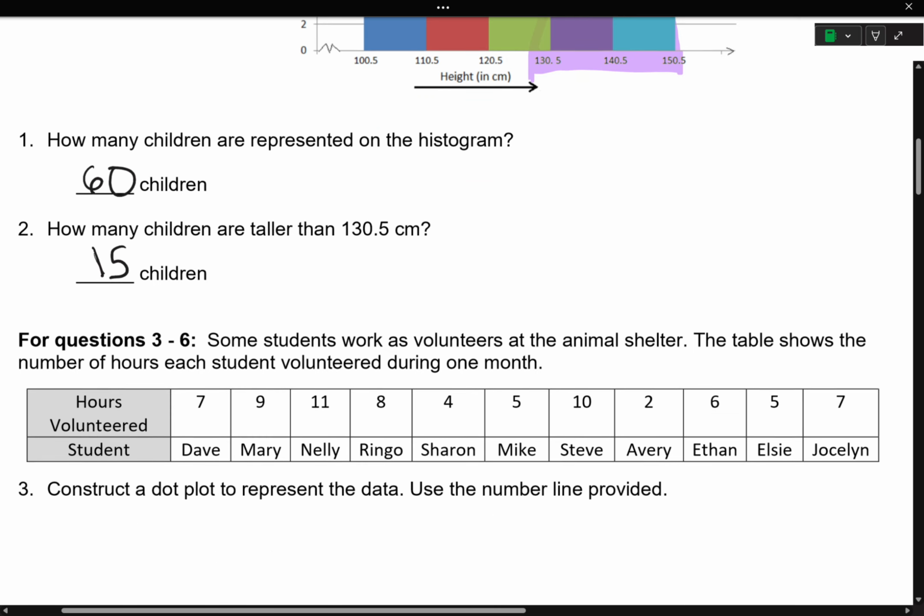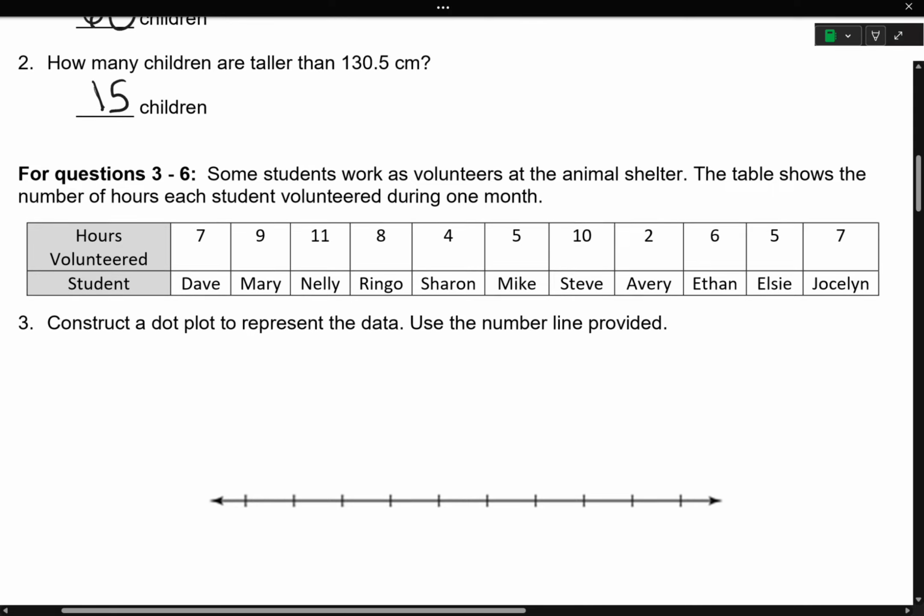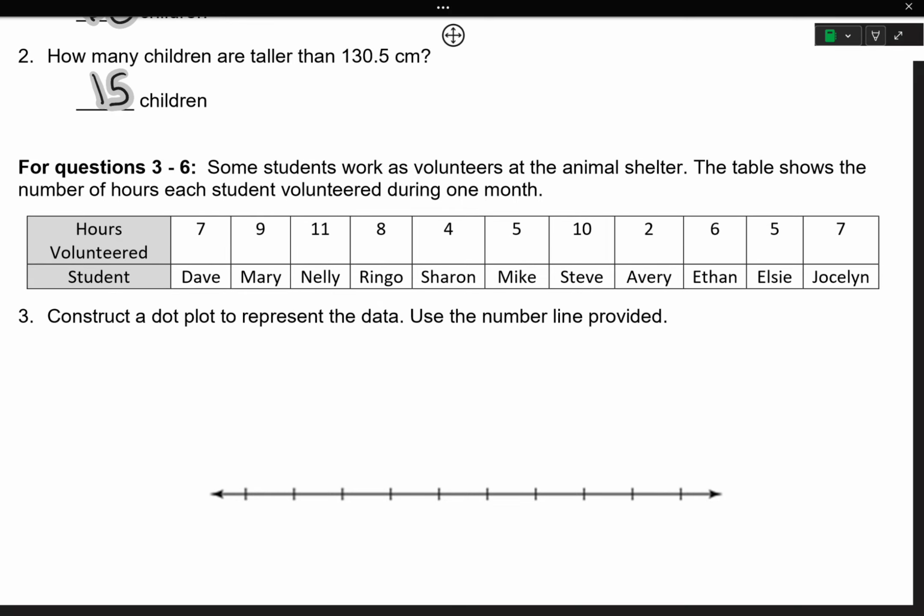For questions 3 to 6, we're going to use this set of data to answer it. First, let's construct a dot plot. The way we construct a dot plot is first by creating a number line. So let's do that. The smallest number I have is 2, so I'm going to start with 2. What's the largest? 11? I think I have room to just go by ones.